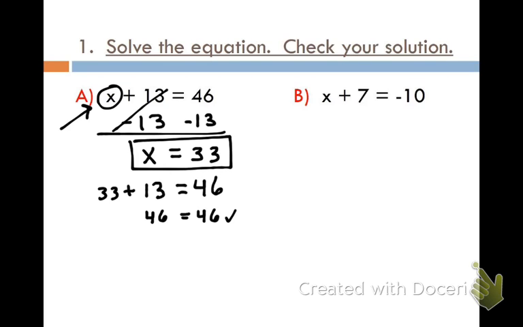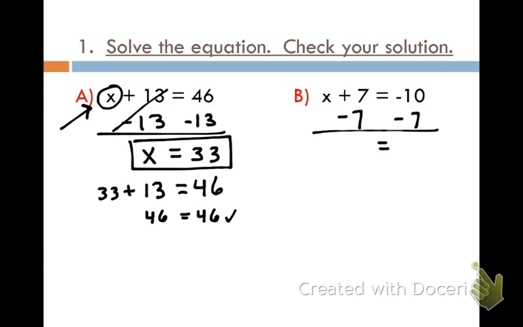7. So what's the opposite of plus 7? Negative 7. If I do negative 7 to the left side, I have to do negative 7 to the right side. You've got to be fair and do it to the same sides, okay? So I could put my equal sign there. Plus 7 minus 7. What can I do with that?